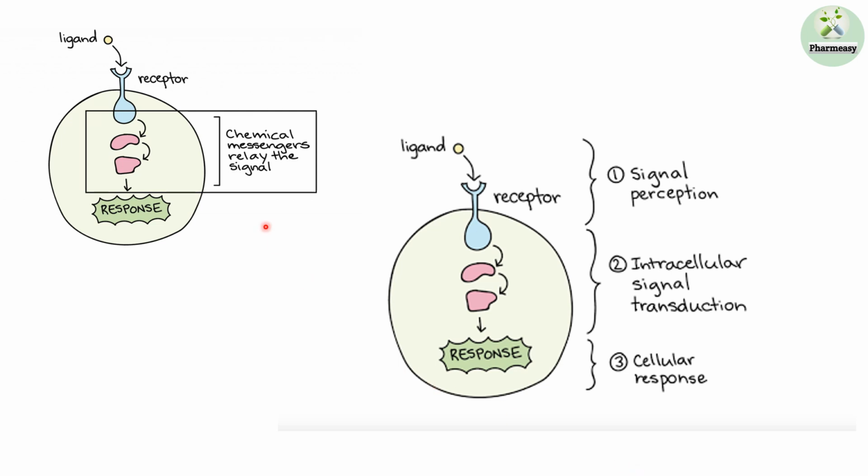As we know, there are so many receptors present on the surface of the cell or inside the cell. Then, ligands or signaling molecules bind with the receptors. After this, chemical messengers relay the signal, and there are 3 steps in cellular communication. First, signal perception, which means cells react to environmental changes, which they perceive through extracellular signals. Second is intracellular signal transduction, in which the signal is transmitted inside the cell, and in the last step, the cell shows a response, which is termed as cellular response.